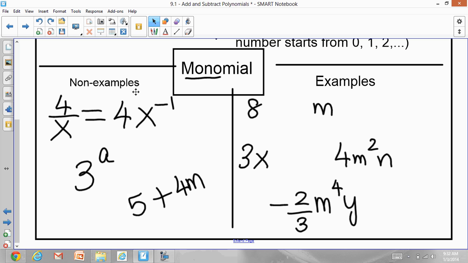Some of the non-examples of monomials will be, in this case, it is not a monomial because the variable is in the denominator. In this case, it is not a monomial because the exponent is negative. This is not a monomial because you have a variable for an exponent. And this is not a monomial because you have a sum of terms.